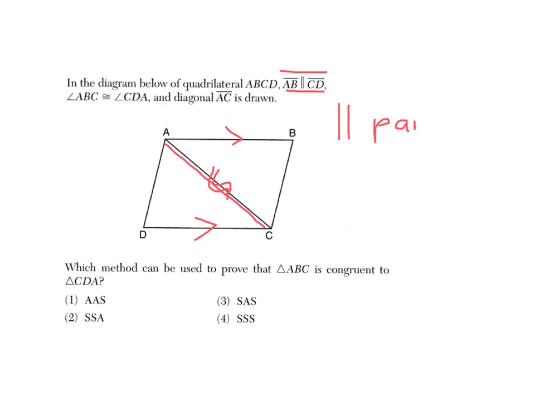And just from our last topic on parallel lines cut by a transversal, you know that they form alternate interior angles that have to be the same. So those two angles are matching. And we also have one more fact that they're telling us, that angle ABC is the same as angle CDA.